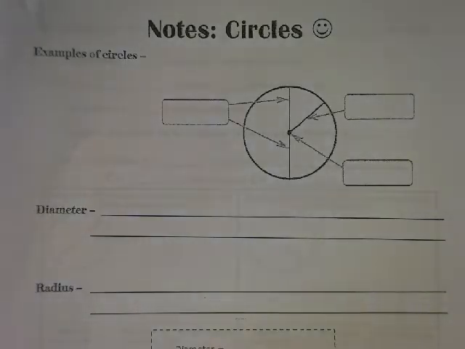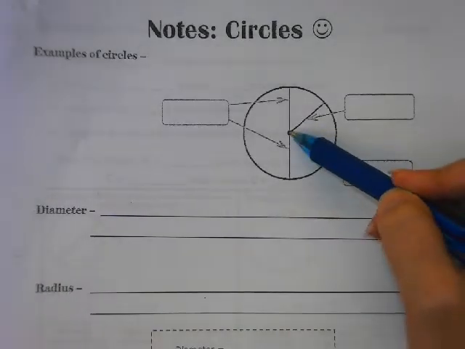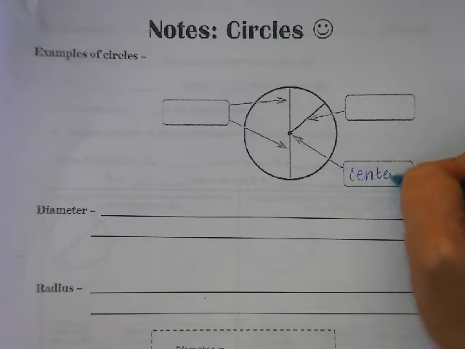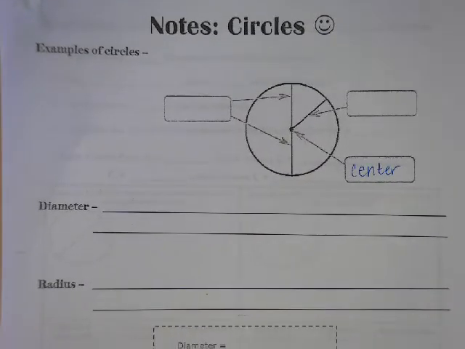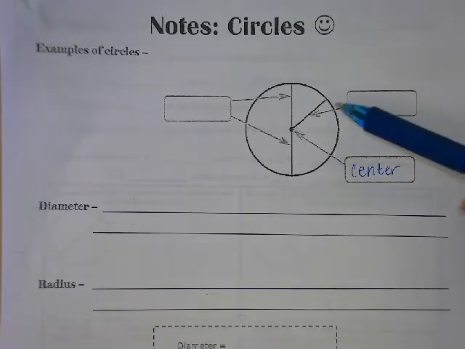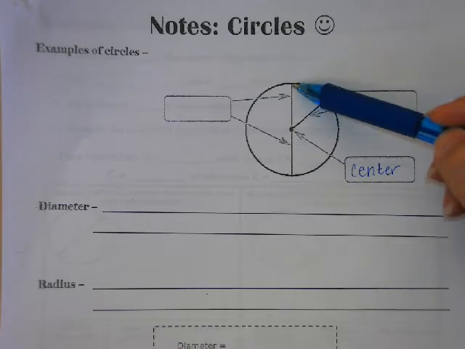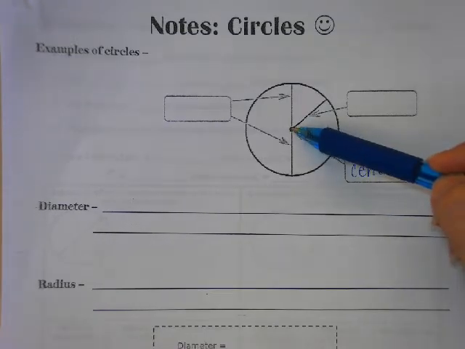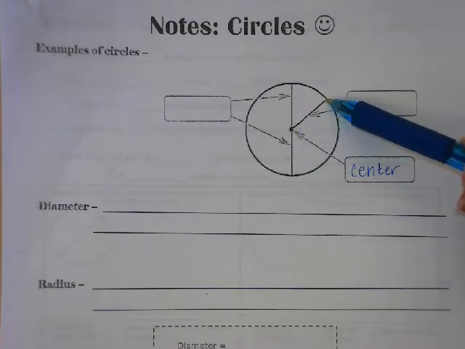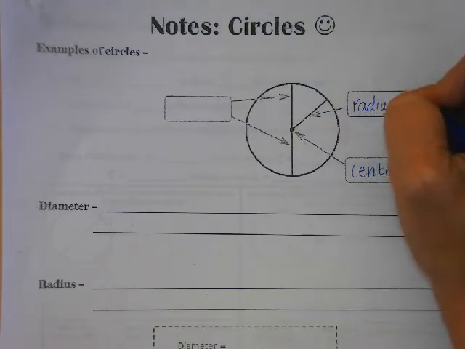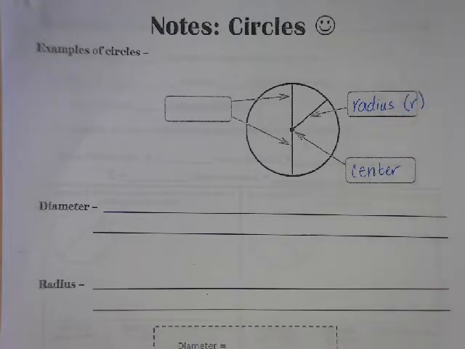So when we talk about circles, we have specific parts of the circle that we want to look at. This is the center. All things start from the center of the circle, and we have two different types of lines that jut from the center. We have a line that goes from the center to the edge. What do we call this? The radius. You will see radius denoted with an R.